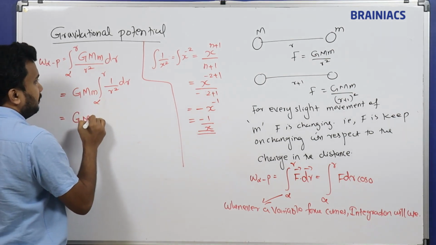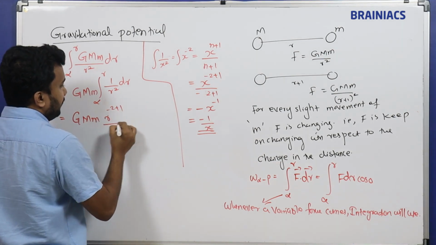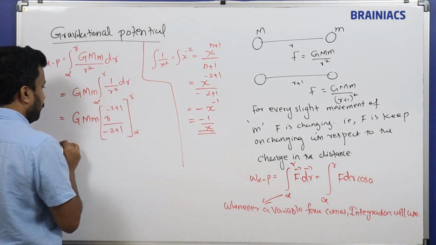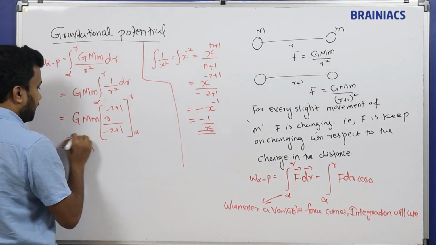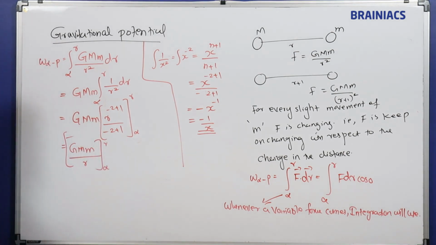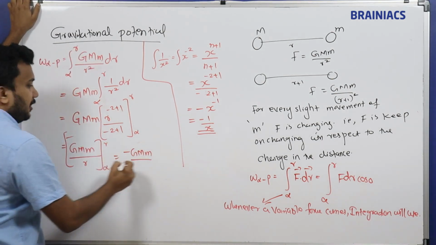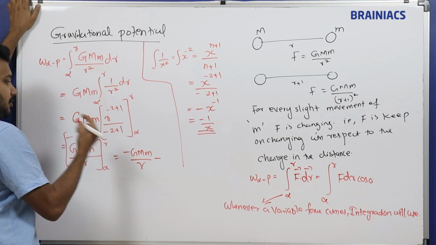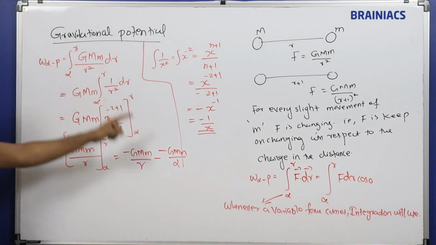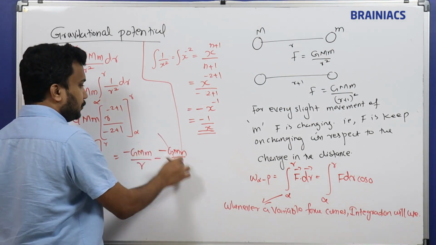So GMm divided by r power minus 2 plus 1 divided by minus 2 plus 1, and the integration limit we have to apply is infinity to r. So minus GMm divided by r, we will apply the limit infinity to r. If you apply the limit, it is minus GMm by r, minus again one more minus GMm by infinity. Some quantity divided by infinity is what? Infinity is a very high value, so this will go to 0.